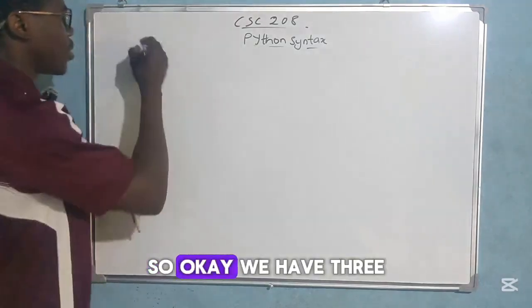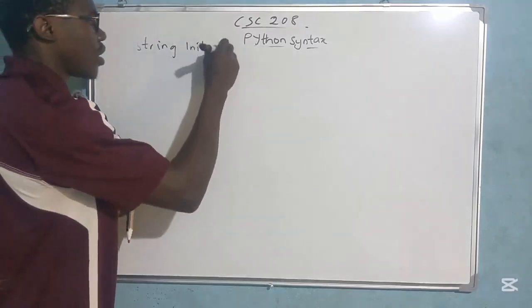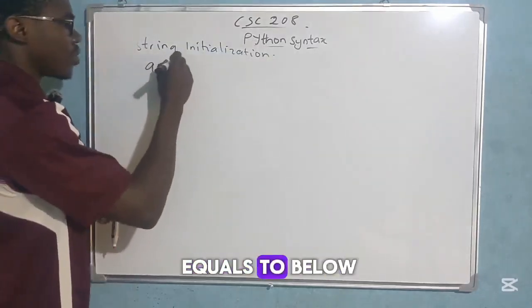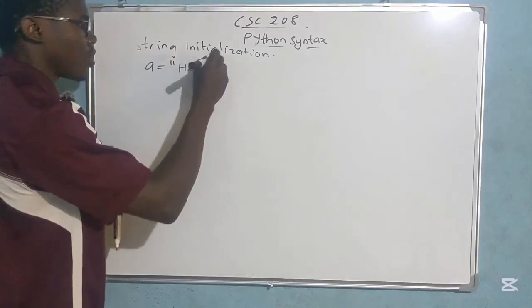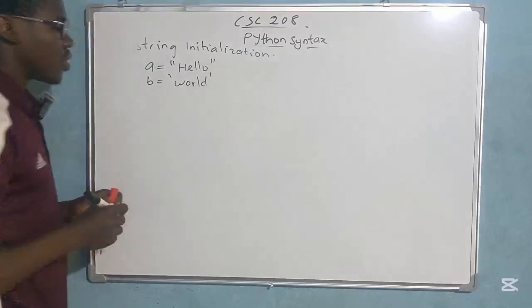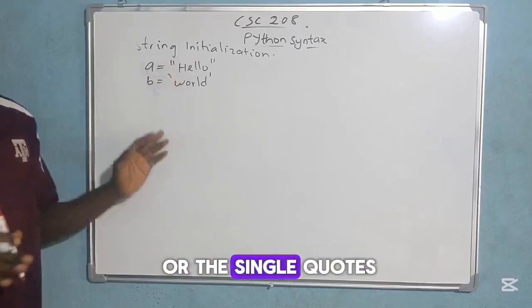String initialization. We can have A equals to hello, B equals to world. So you can already see the difference. There are two ways of initializing a string in Python. You have the double or the single quotes.